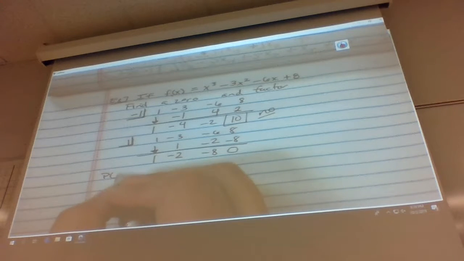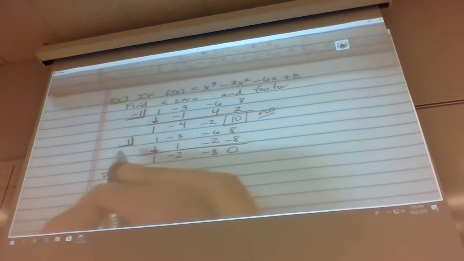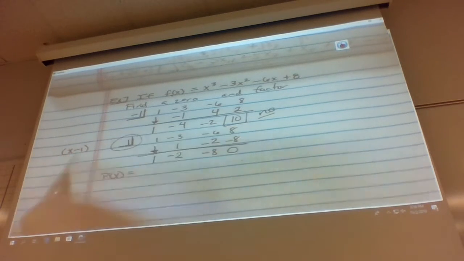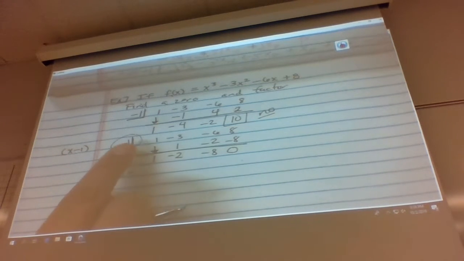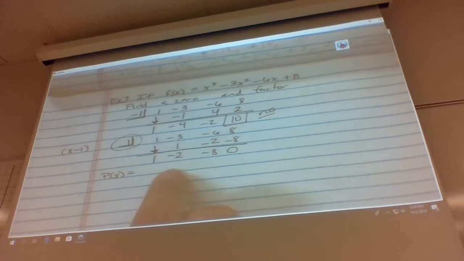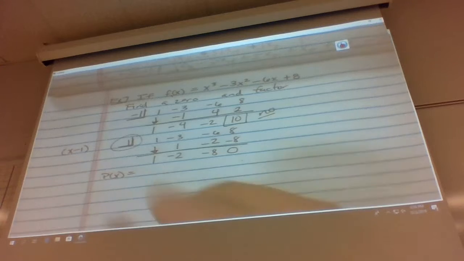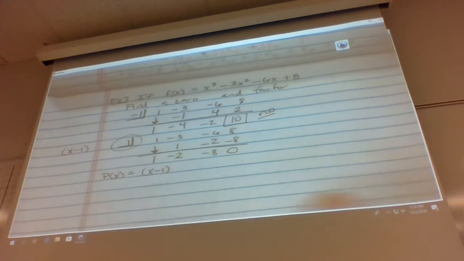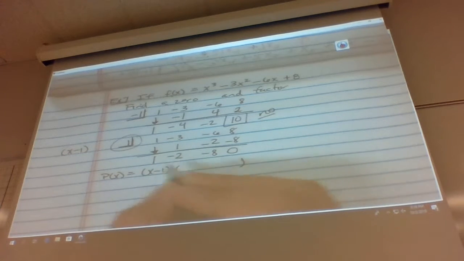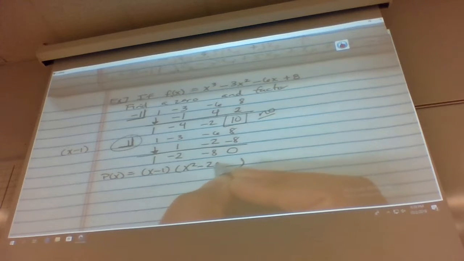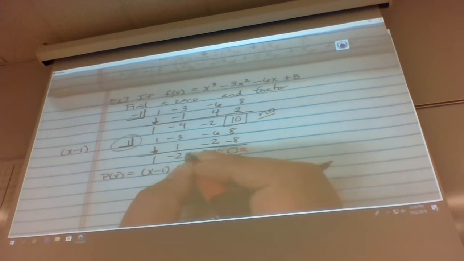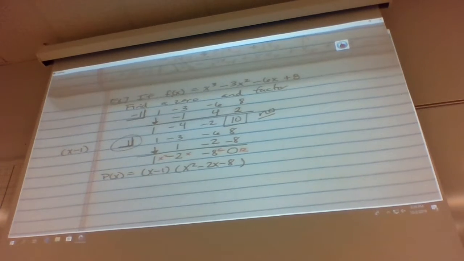How did he get that? It's an X minus 1, because it's a 0, but I need to write it down as a factor. So this X minus 1 came because that's a +1. Now this becomes X squared minus 2X minus 8. Just remember, remainder, constant, X squared. If I were to multiply both of those, distribute, I get this answer, right? Now, can you factor this any further?